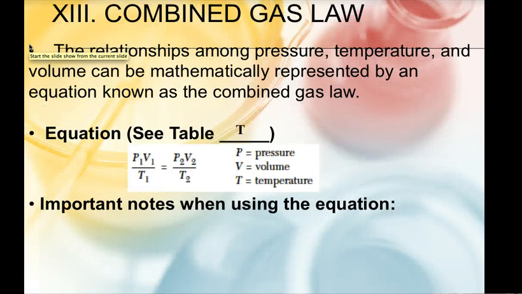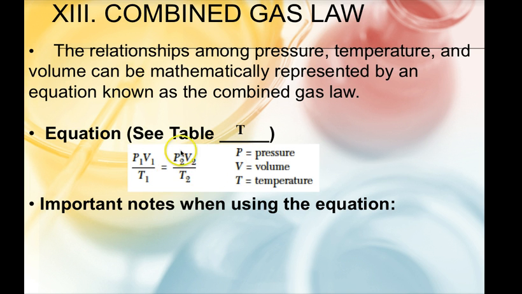Alright, so what we're going to look at here is called the combined gas law. The combined gas law has got its name from the fact that this law combines all three variables. You remember before when we did the other three, it was only two variables. We're going to look at three variables: pressure, temperature, and volume. So it does make it a little bit more complicated to do these problems. It takes a little bit longer.